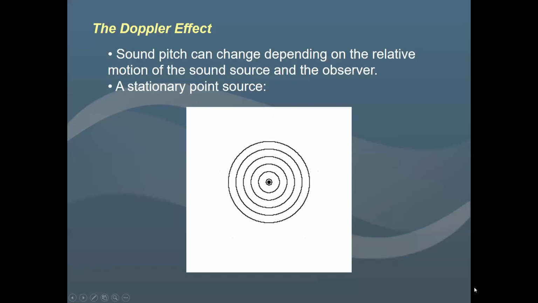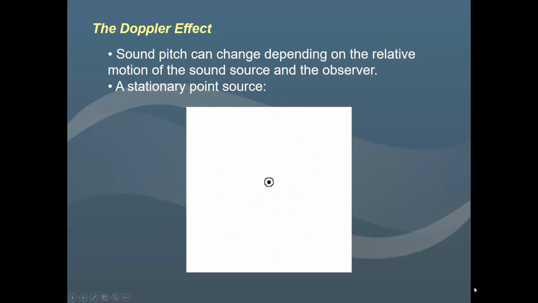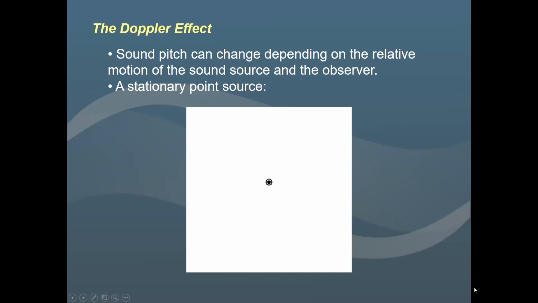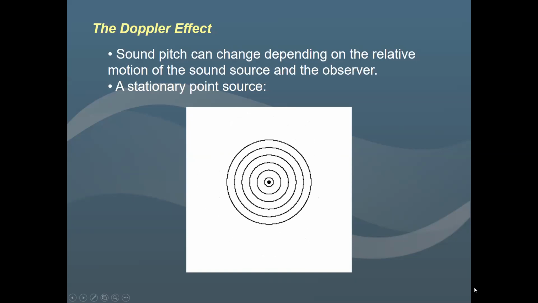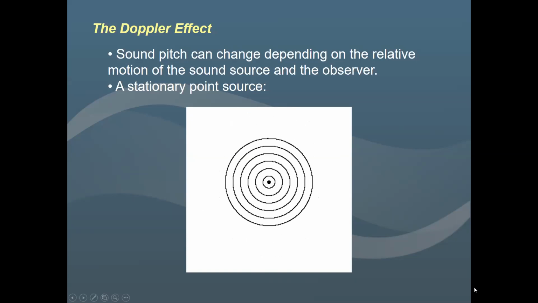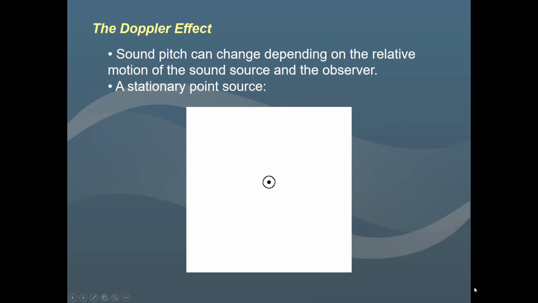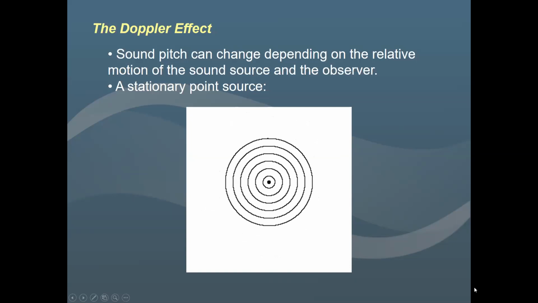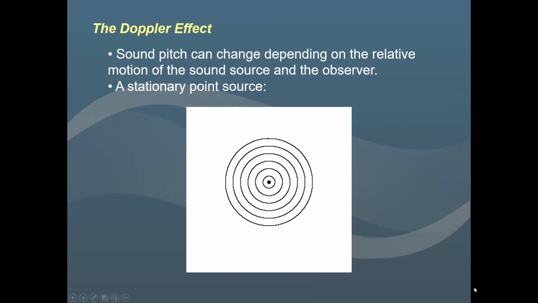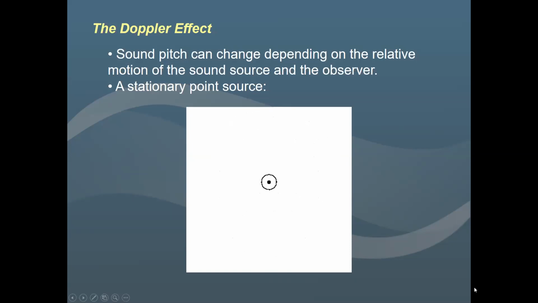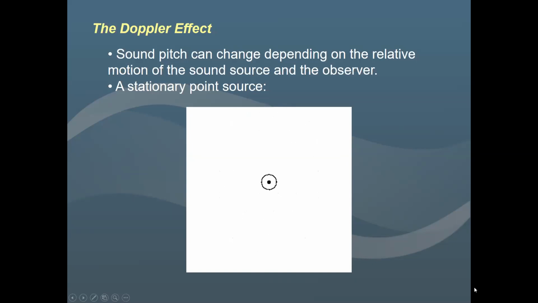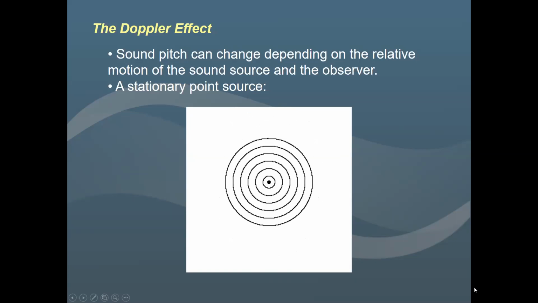So this might look familiar if we were to throw a pebble into a calm lake. We see the wave fronts spread out equally from the point source. Now, if the point source is stationary, we expect it to radiate out in an equal manner. But if an object is in motion, the wave fronts are going to be affected depending on the type of the motion.